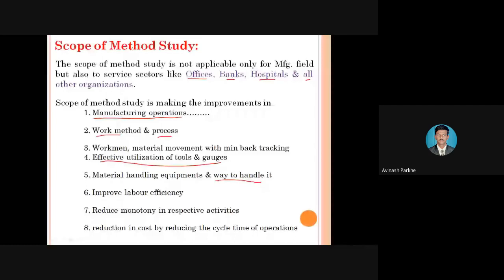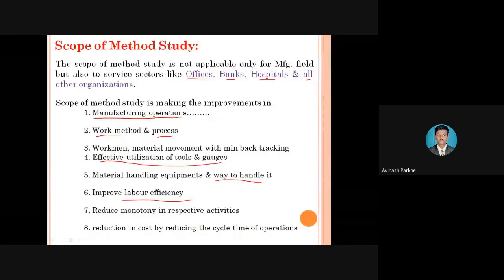So for that purpose, we require the material handling equipment. But how to handle that particular material handling equipment, what care should be taken, such types of training, such types of instructions should also be given through this particular method study concept. Improve the labor efficiency.